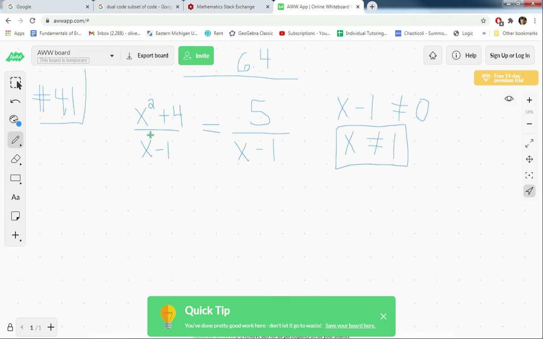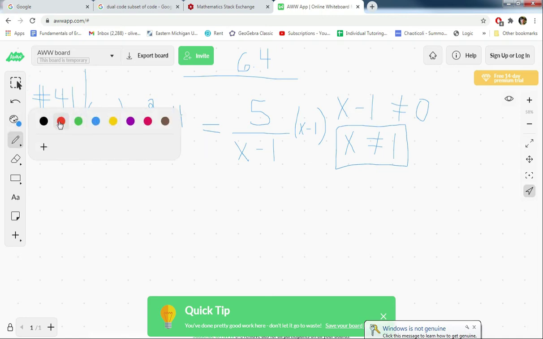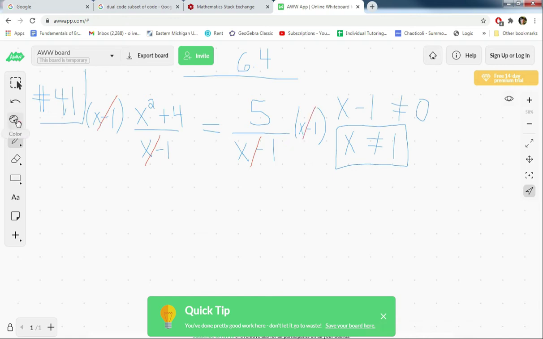But now that these have the same denominators, we can simply multiply both sides by x minus 1, and what this will do is cancel out the denominators as such. So maybe I'll cancel them out in red. So those are canceled out now, right? So what we're left with is x squared plus 4 is equal to 5. We have two more steps. We need to subtract 4. That leaves us with x squared is equal to 1.